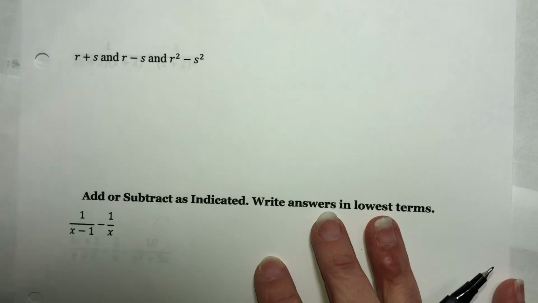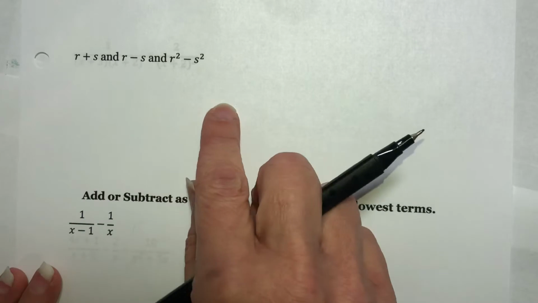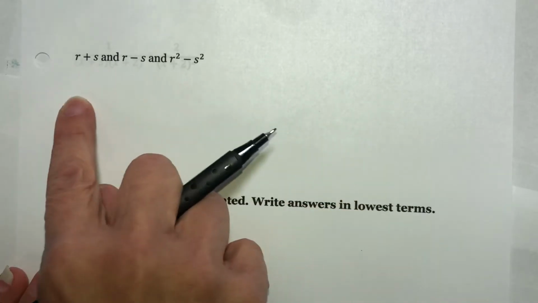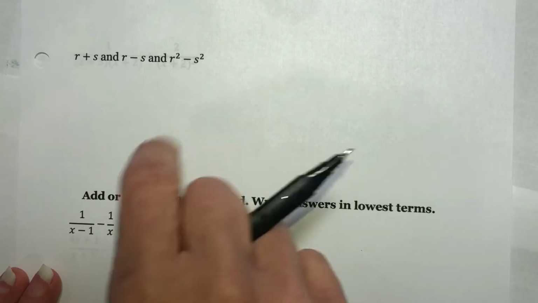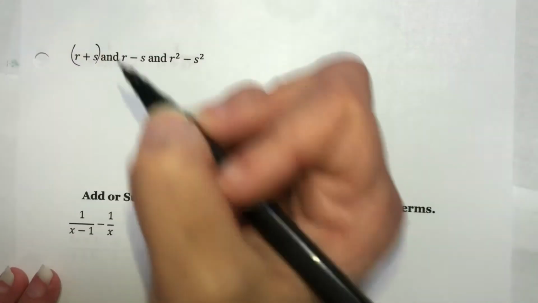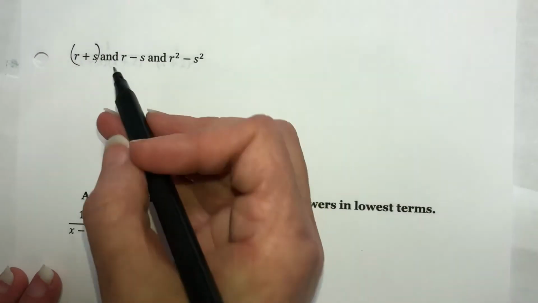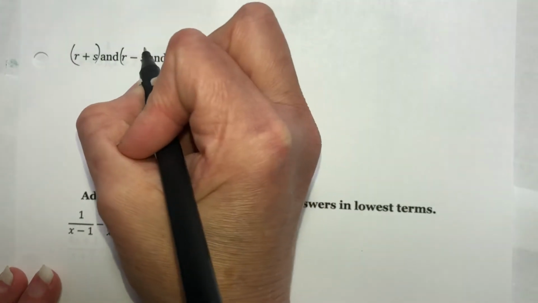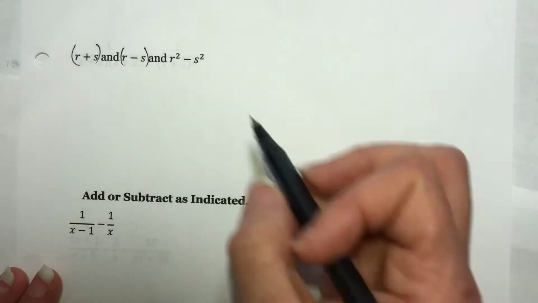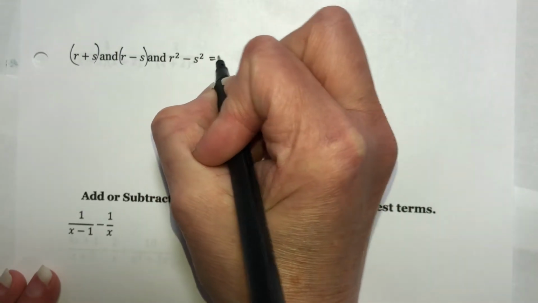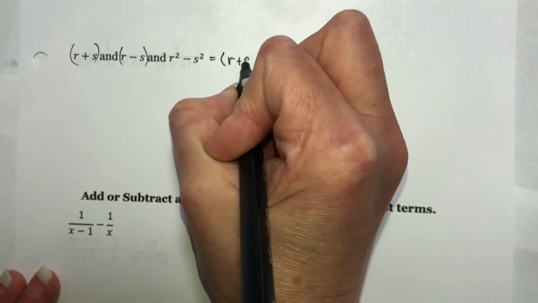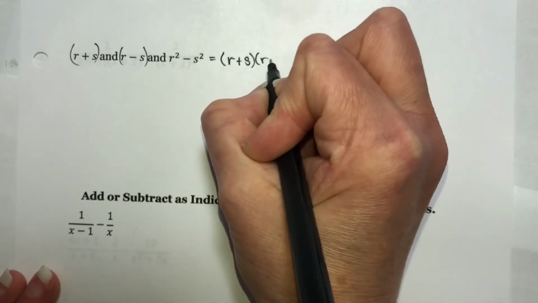This is part 2 of section 7.2. We're still trying to find the least common denominator, and here we have 3 potential denominators. We need to factor each one as much as possible. Well, r plus s does not factor, so I put it in parentheses. R minus s does not factor, so I put it in parentheses. R squared minus s squared, this is a difference of squares, so it factors as r plus s, r minus s.